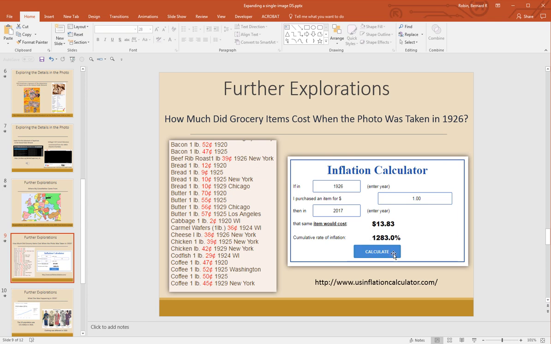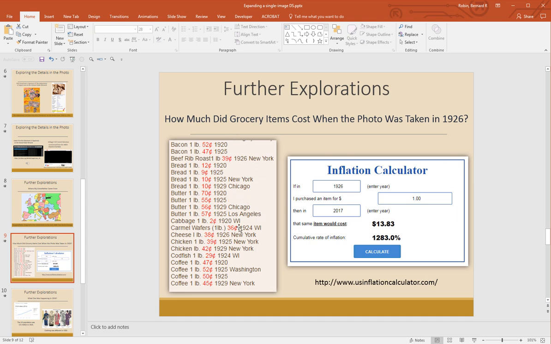So I found an inflation calculator online at a site called usinflationcalculator.com, and you can put in the year and you can put in the amount, and you can see, for example, that a dollar in 1926 would actually have gone up 1,283% and would have the purchasing power of $13.83 today. So if an item cost $1 in 1926, that was a lot.